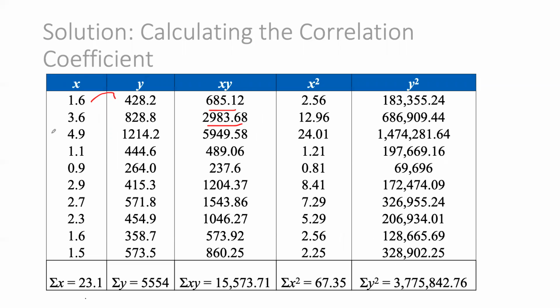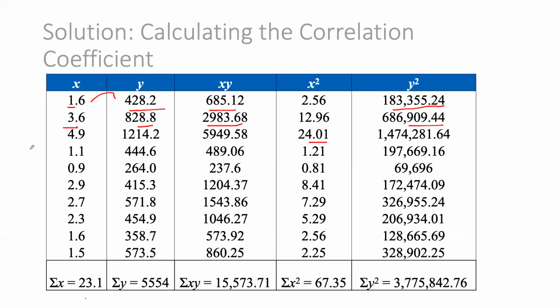X squared, so you take each value of x and square it. So 1.6 squared is 2.56, 3.6 squared is 12.96, 4.9 squared is 24.1, so on and so forth. So you get a column of x squared values, then you get a column of y squared values. So you take each y and square it. So 428.2 squared is 183,355.24. 828.8 squared is 686,909.44, and so on. Okay.